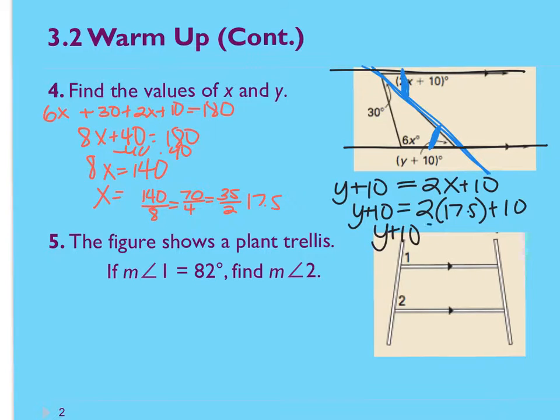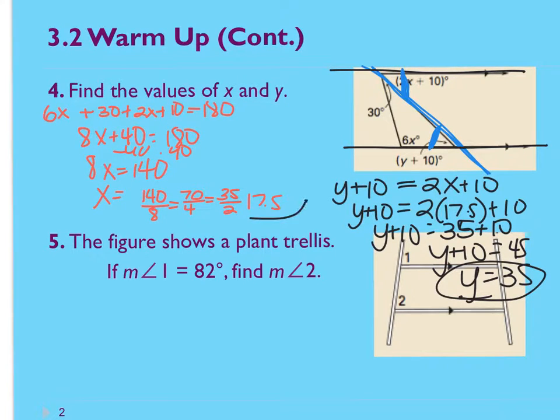So y plus 10 would equal 35 plus 10, y plus 10 would equal 45, and y would equal 35. So this is x, and that one's y.